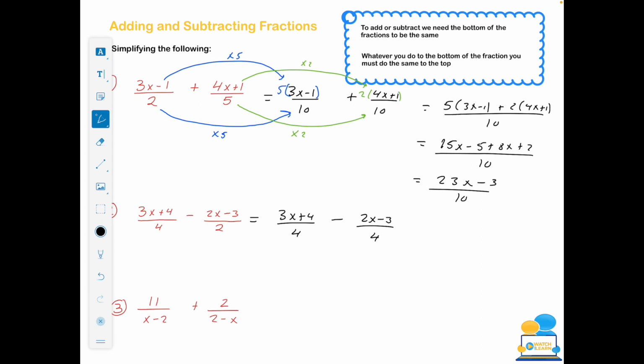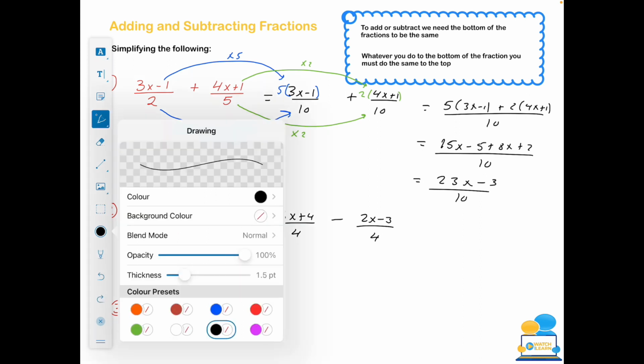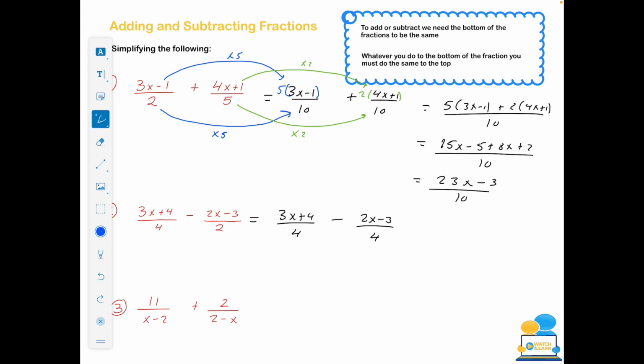Now for the first fraction here, going from here to here, nothing changed with the bottom, so I don't have to change anything with the top. Second part though, going from 2 to 4, we have to multiply by 2, so I'm going to have to do the same thing to the top.